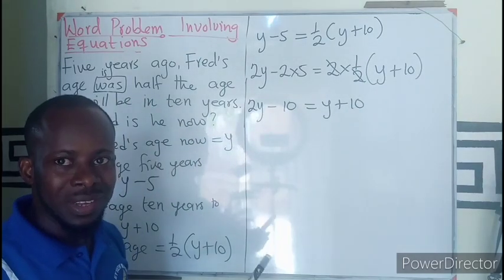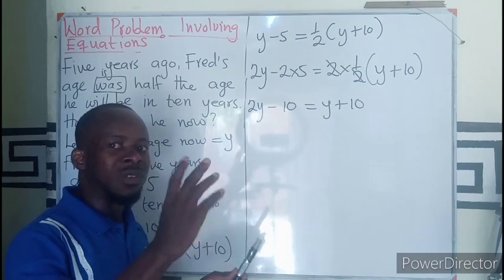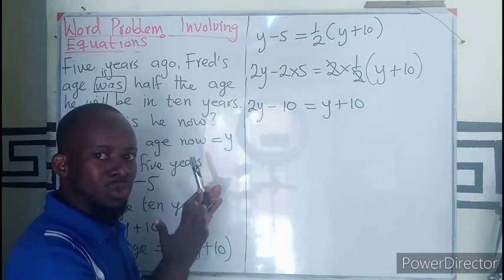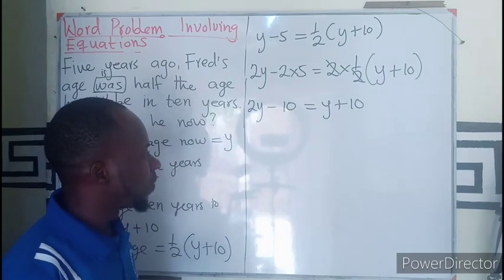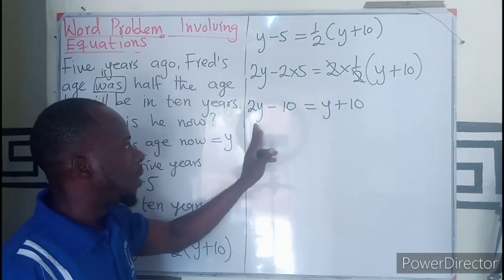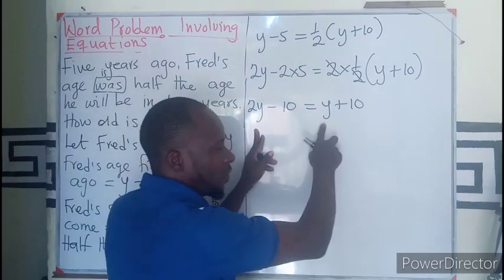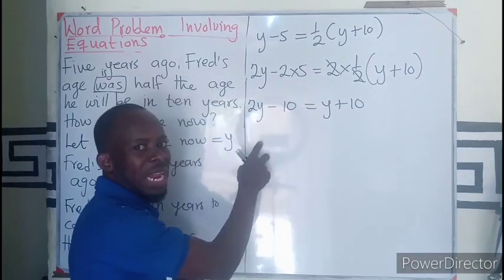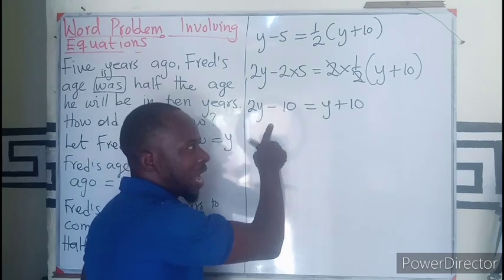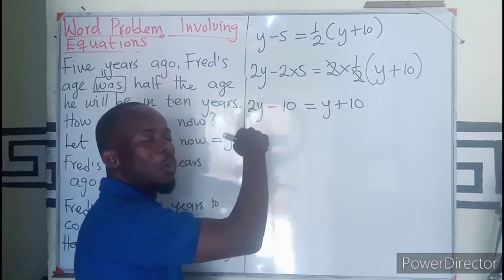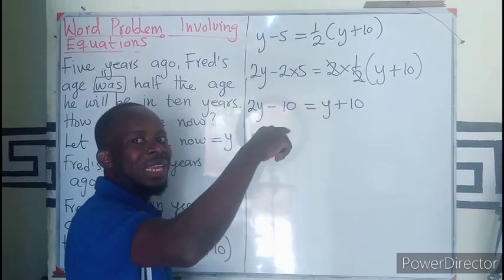So what do I do next? I can see the variables are on both sides of the equal sign. So I group them together on the left. Constants go together on the right. I need the y to come here. So I subtract y from the right, subtract it from the left. Then I'll add 10 to the left, add 10 to the right, so that this minus 10 plus 10 is 0.